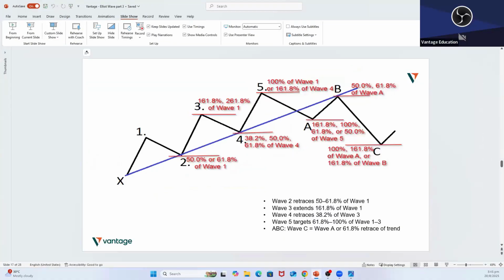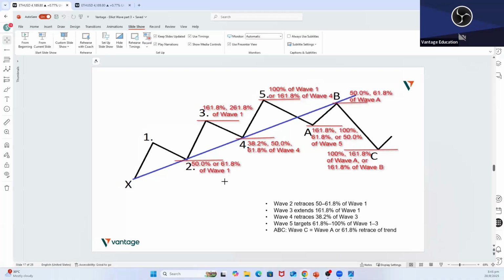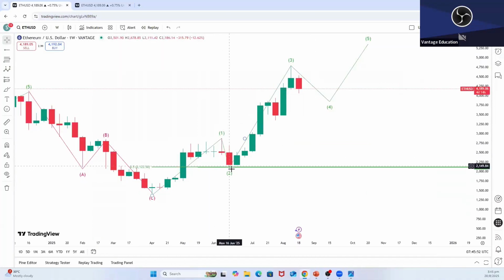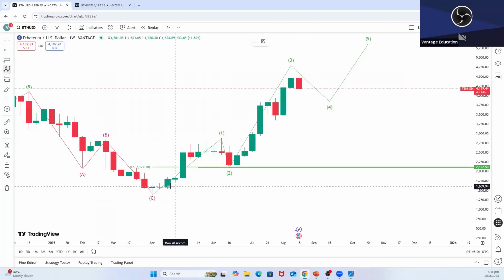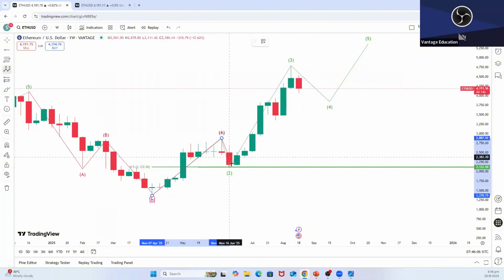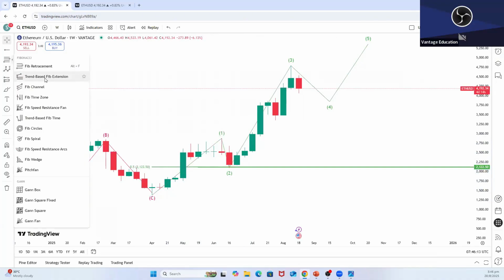Wave 2 usually retraces 50% or 61.8% of wave 1. Wave 3 usually extends 161.8% of wave 1. So right now, so far, the first part has been completed, 50%. Now how do I know it has pulled 161.8? I go to this one, Elliott correction wave. I need the 3 points: the start of wave 1, the end of wave 1, and the end. Oh no, I clicked the wrong one, sorry. I need this one: trend-based fib extension.